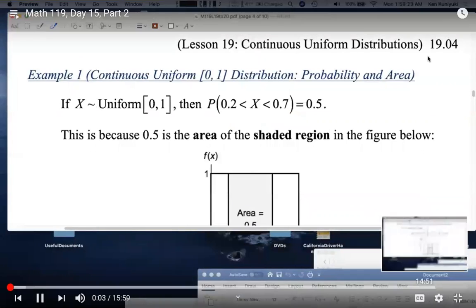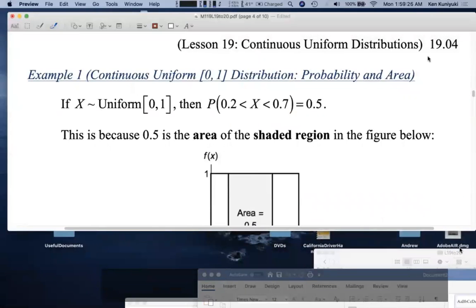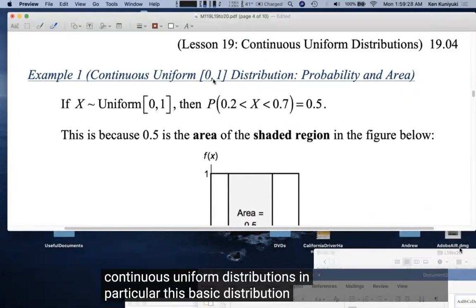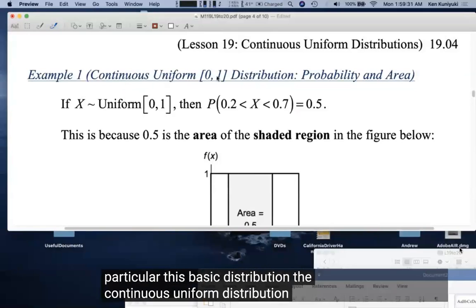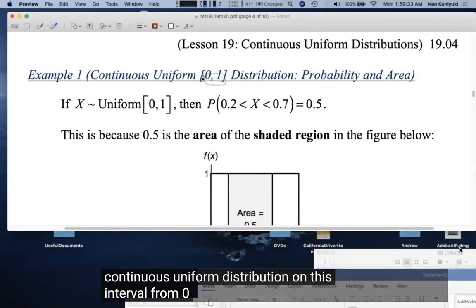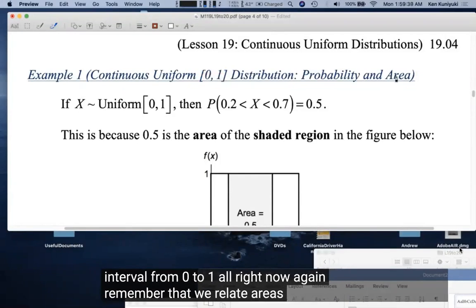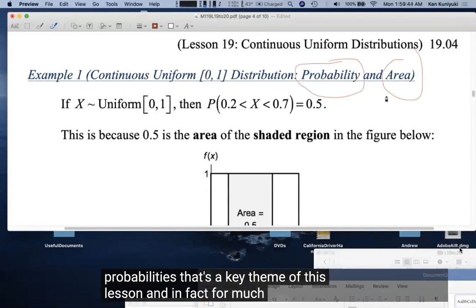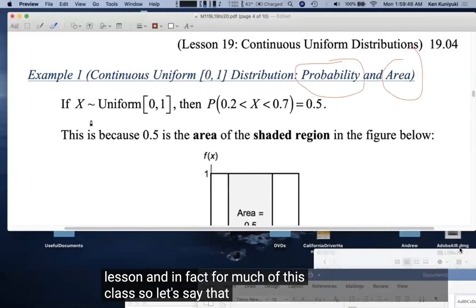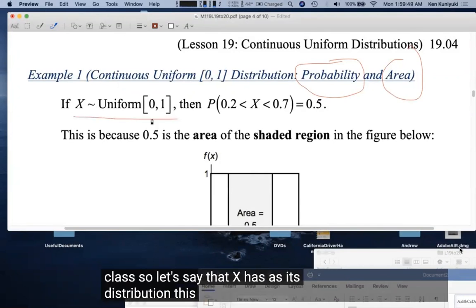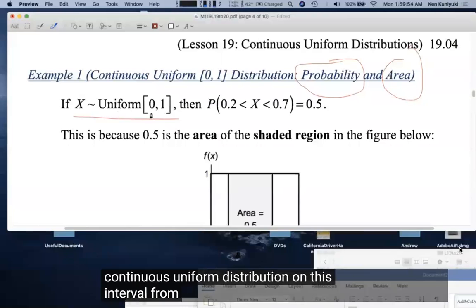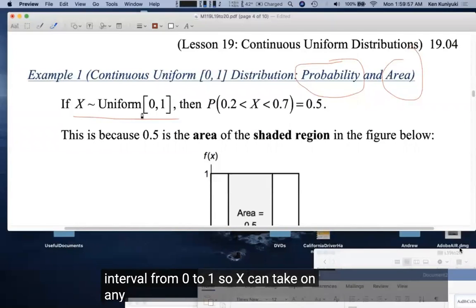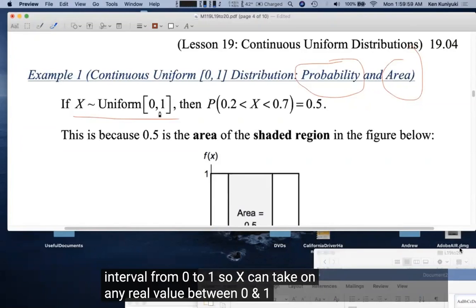Hi, everyone. We're continuing with continuous uniform distributions. In particular, this basic distribution, the continuous uniform distribution on this interval from 0 to 1. Now, again, remember that we relate areas with probabilities. That's a key theme of this lesson, and in fact, for much of this class. So let's say that x has as its distribution a continuous uniform distribution on this interval from 0 to 1. So x can take on any real value between 0 and 1.